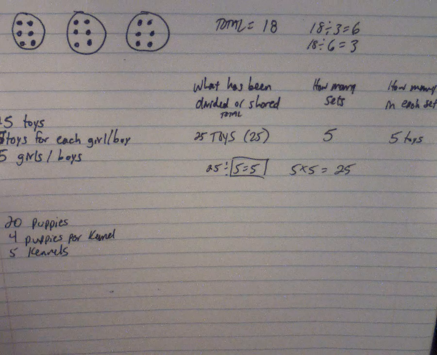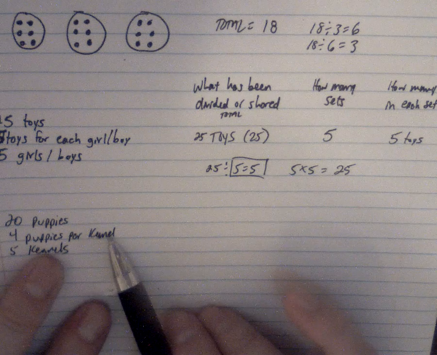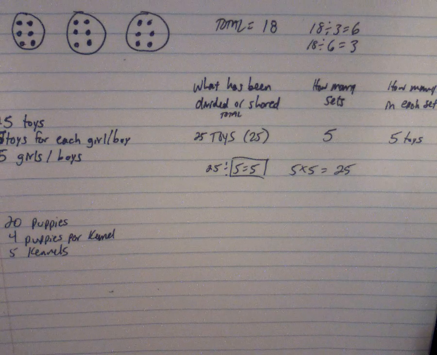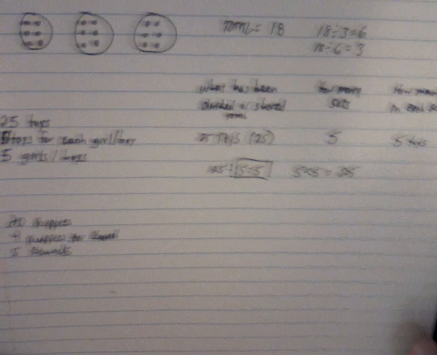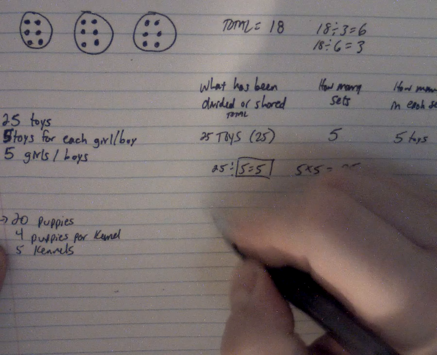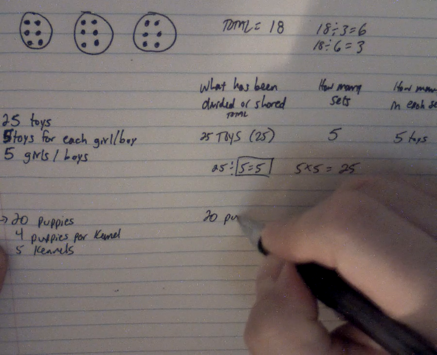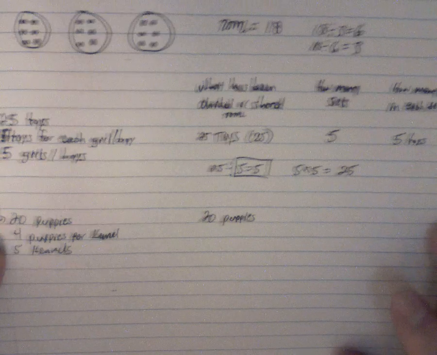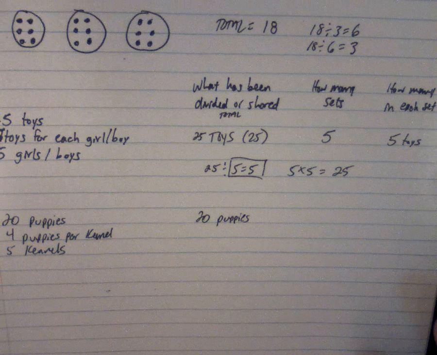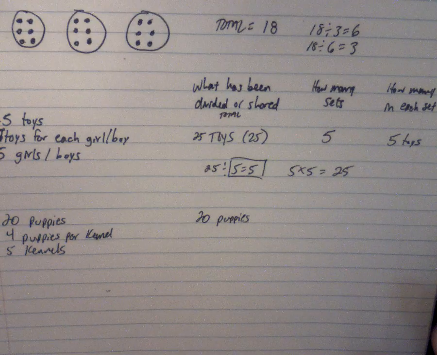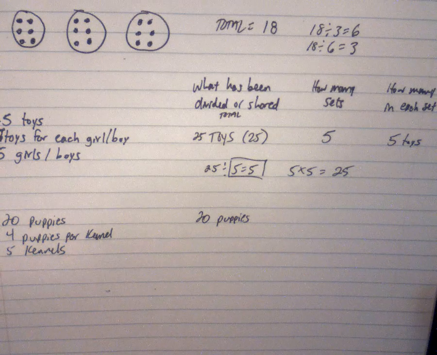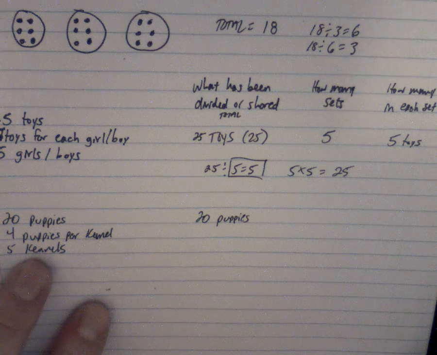The only real words we have are kennel and puppies. So what's being divided, kennels or the puppies? Take a look at the biggest number. That's usually what's being divided. The biggest number is usually what is being divided. So what is being divided is the 20 puppies. Now, how many sets? Basically we want to know how many kennels we have. We have 5.